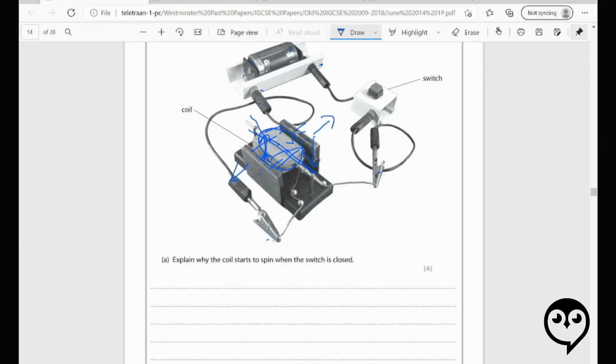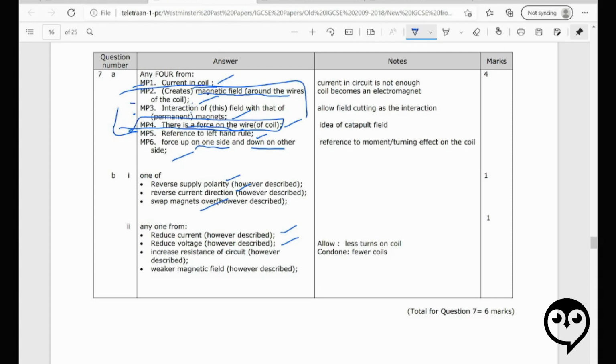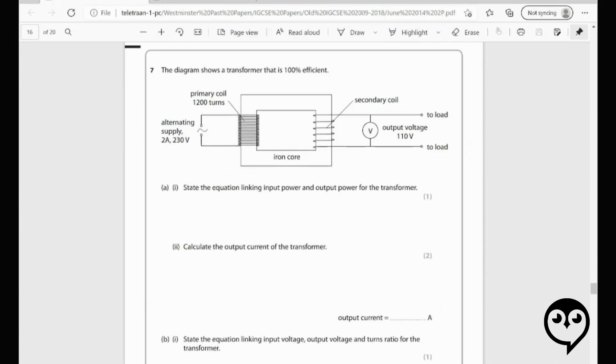Oops. Don't say battery. That's a cell. Okay? A battery is several of those together. I know in our layman's terms in English we call that a battery, but that's actually a cell. So if you could somehow reduce the voltage, use a cell that's nearly dead, nearly flat. Okay? Increase resistance. Okay, yep, pop that in. Weaker magnetic field. So however you want to describe that, move it away, use weaker magnets, that sort of thing. Good, well done. Okay.